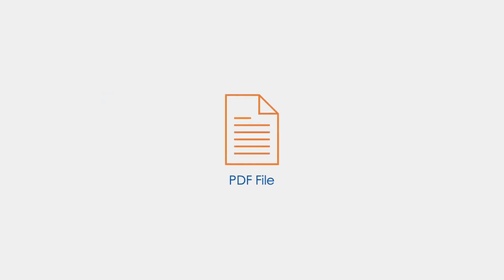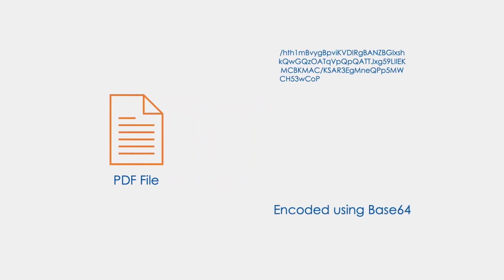Here is an example of content media types. Let's say we have such a JSON schema. It indicates that a string contains a PDF file encoded using base64.